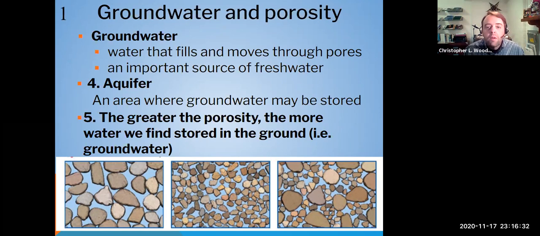An aquifer is the area where that groundwater is stored. You may have heard this term before, aqua, of course, meaning water. So an aquifer is where that groundwater is stored. So back to porosity and permeability. Porosity means the space in between different particles of sediment or material where groundwater can fill in. So the greater the porosity, the more water can be stored in the aquifer.